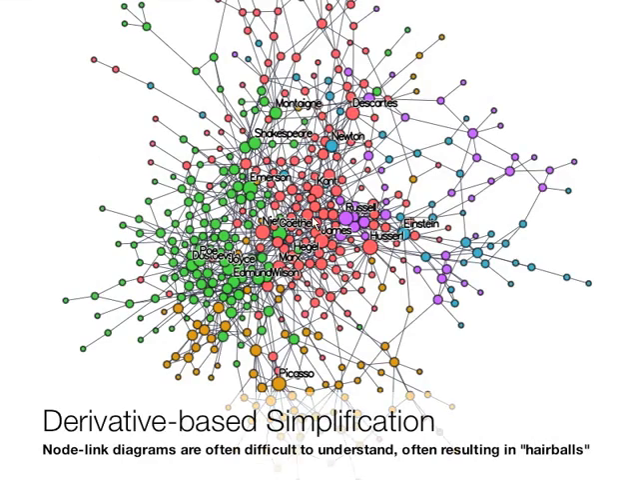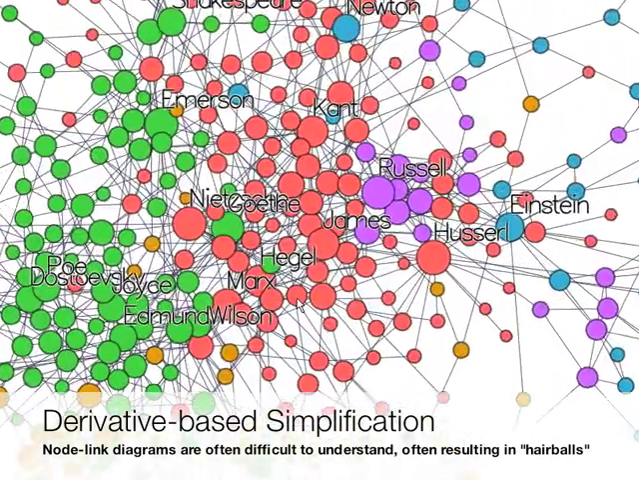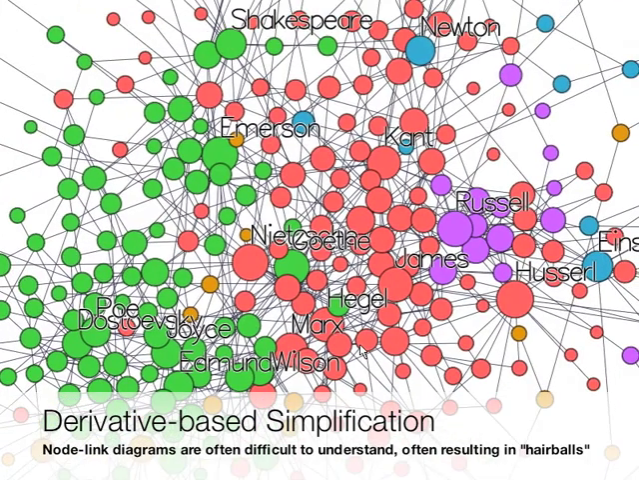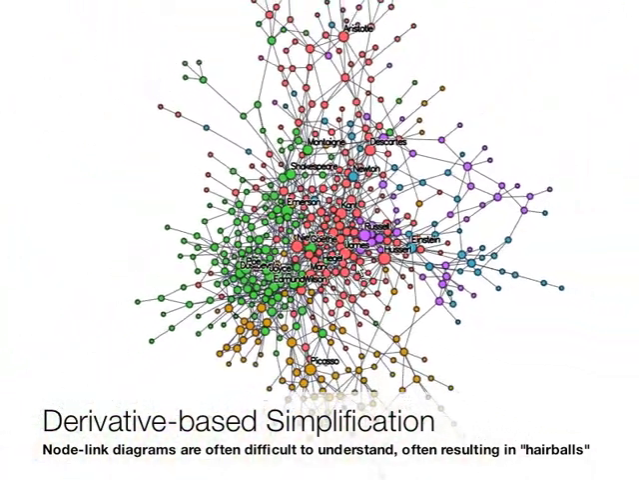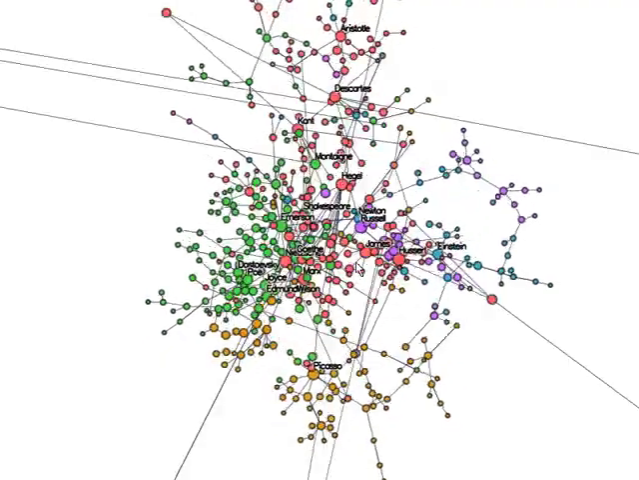Our next application is simplification of complex networks. Node link diagrams are difficult to understand, often resulting in hairballs. This example shows a network of influence between great thinkers in history.